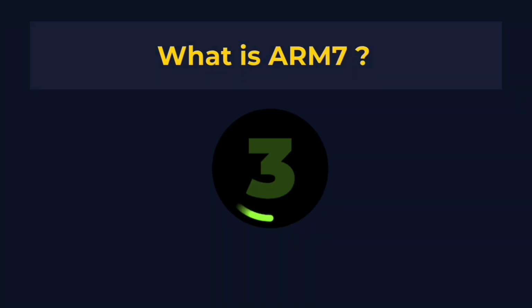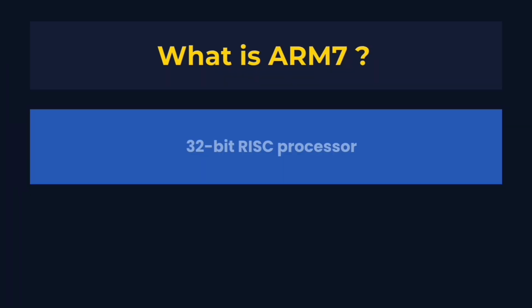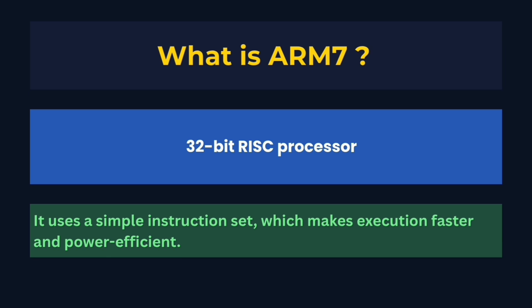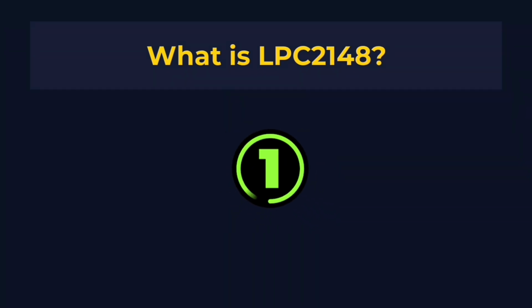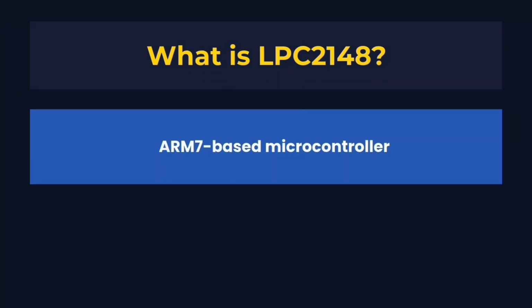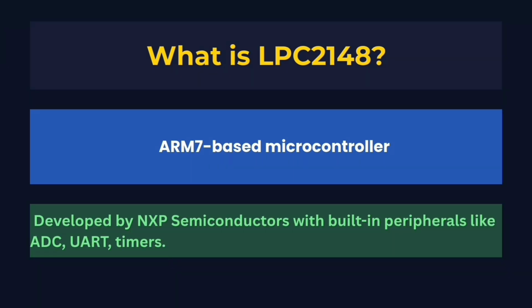First of all, what is ARM7? ARM7 is a 32-bit RISC processor which uses simple instructions for fast and efficient execution. What is LPC2148? It's an ARM7 based microcontroller developed by NXP with built in peripherals like ADC, UART, and timers.